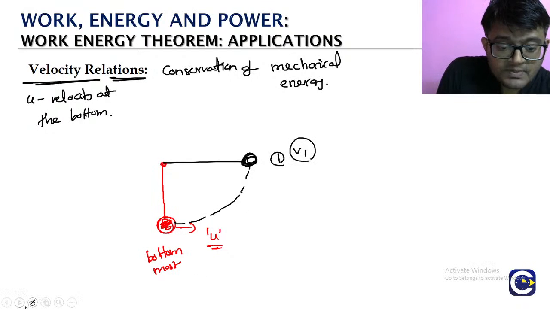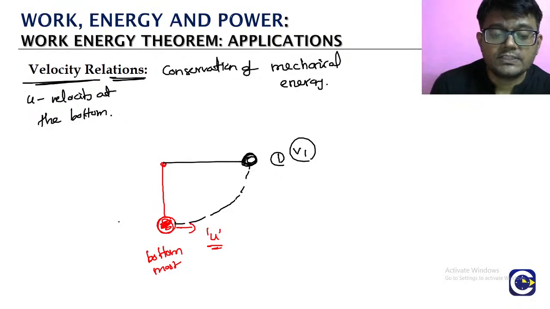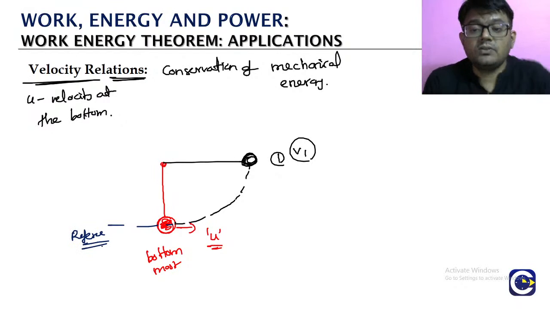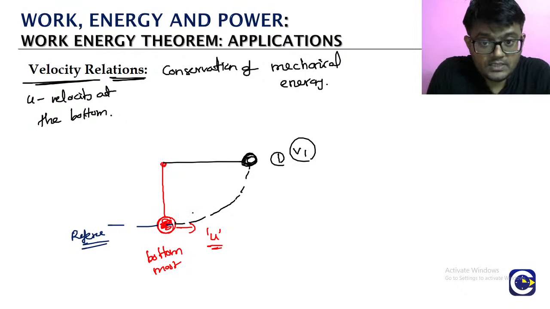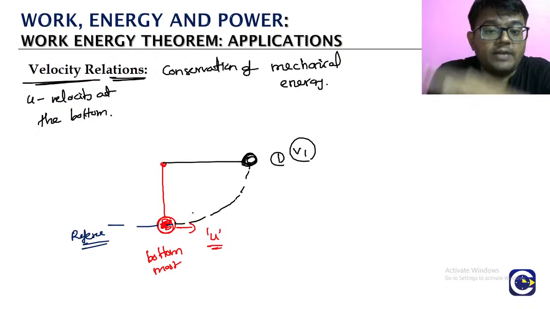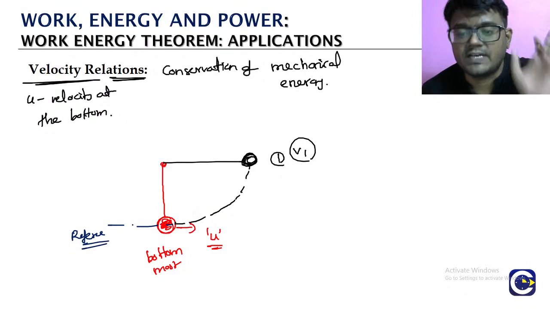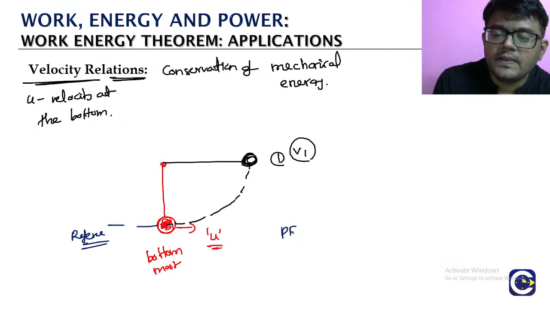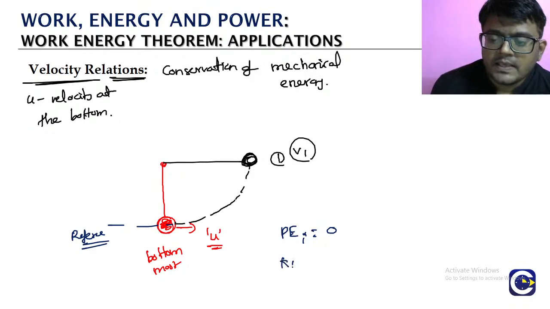Initially, we will first choose the reference, because when you look at vertical circular motion, the bottommost point will be the reference that we can choose, because any other point will be above it. So the bottommost point is chosen as the reference for gravitational potential energy. This means P initial is going to be 0. K initial is half m u square.